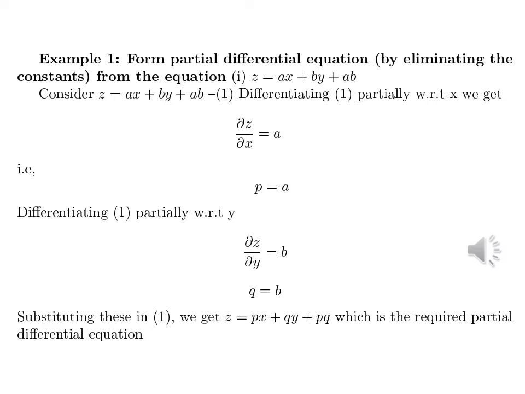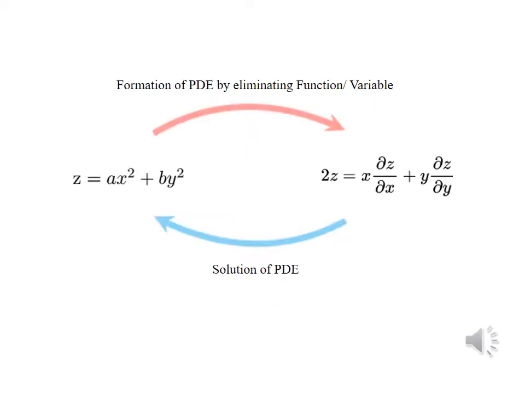Then we differentiate our function with respect to y. We get dou z by dou y is equal to b. That means q equal to b. So we clearly received a and b in terms of p and q, where p is dou z by dou x and q is dou z by dou y. So wherever you find a and b, you can use p and q. So this will replace the arbitrary constant, and ultimately we are getting a partial differential equation.